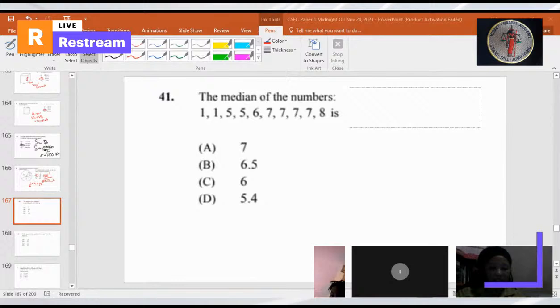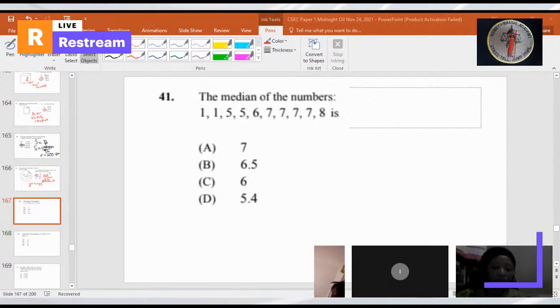Number 41. Median of the numbers 1, 5, 5, 6, 7, 7, 7, 7, 7, 8. Mr. Median. You list from the smallest to largest, which they have already done, and you take the number that's in between everything. So it's 10 numbers, so we're going to have two numbers falling in the middle, which is what?